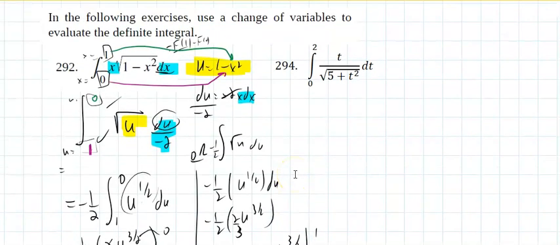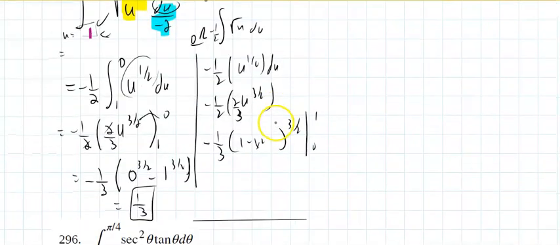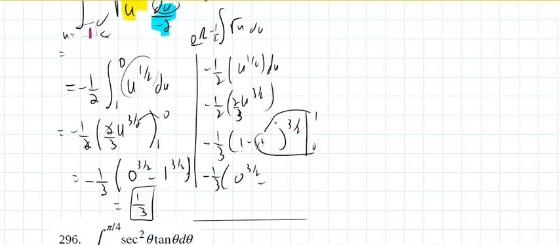Again, assuming I didn't change those limits. If I just wanted to do it like I did the previous problems, you can. But then you're going to plug in the 1. And 1 minus 1 is 0 to the 3/2. Minus, you're going to put in 0. 1 minus 0 is 1 to the 3/2. And there it is.